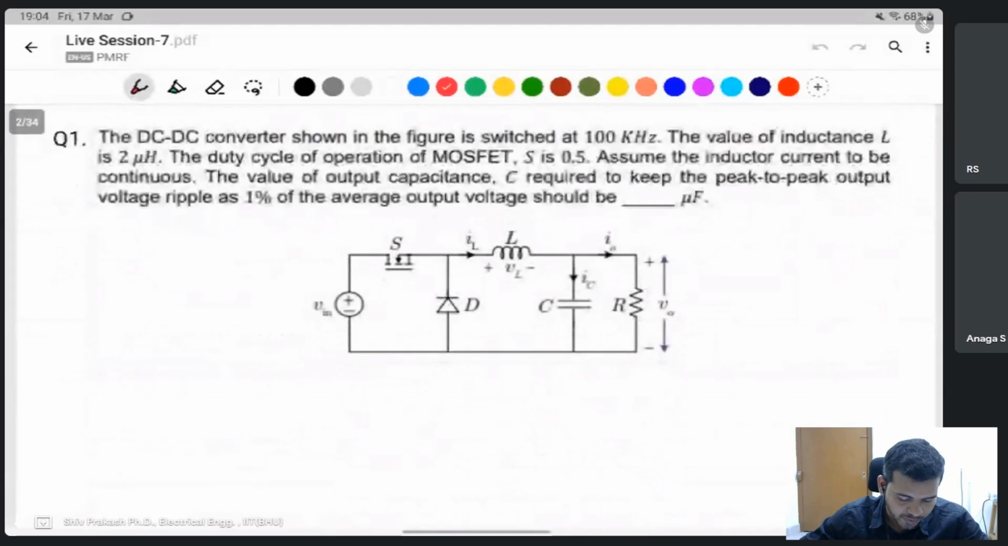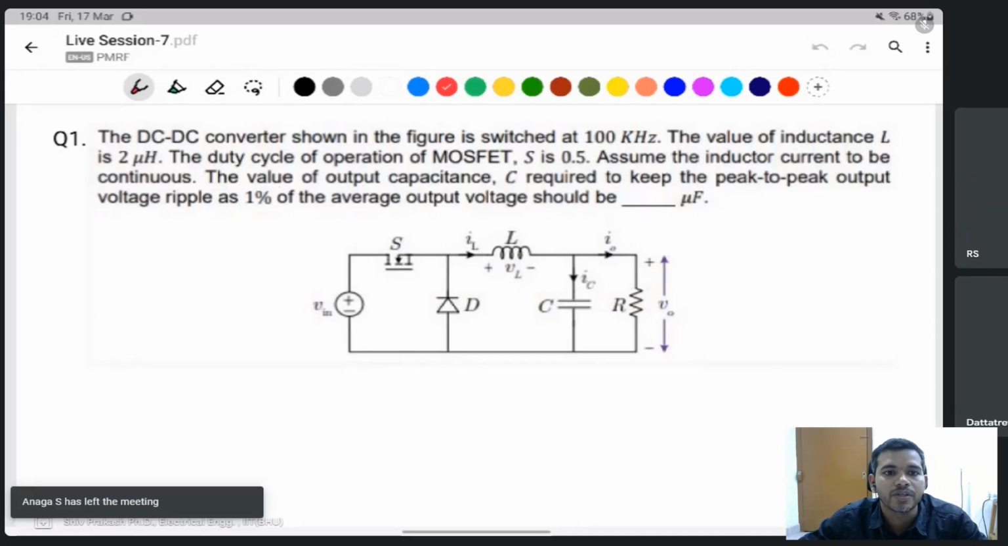I have taken the first question from a buck converter. A DC-DC converter shown in the figure is switched at 100 kilohertz. The value of inductance is 2 microhenry. The duty cycle of operation of the MOSFET is 0.5. Assume the inductor current to be continuous.